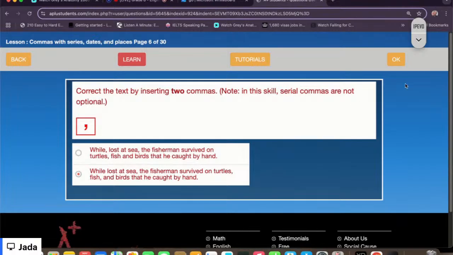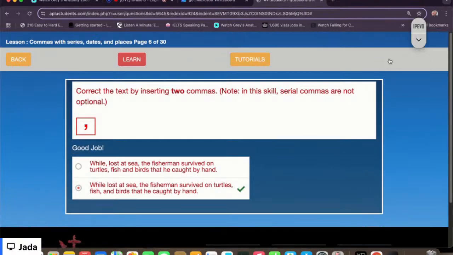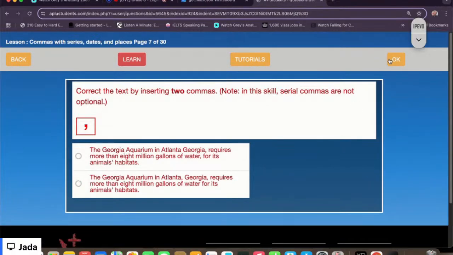All right, so we have the second one. The Georgia Aquarium in Atlanta, Georgia requires more than 8 million gallons of water for its animals' habitat. So two commas. First and second.